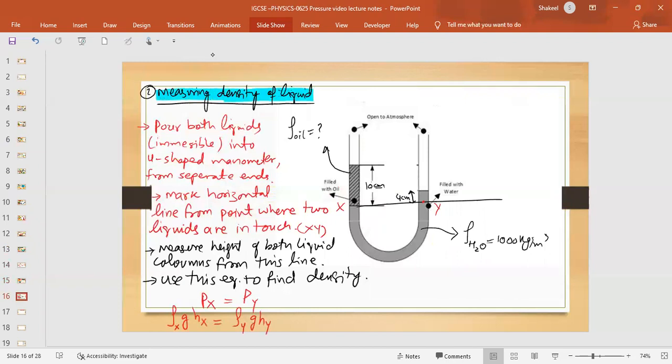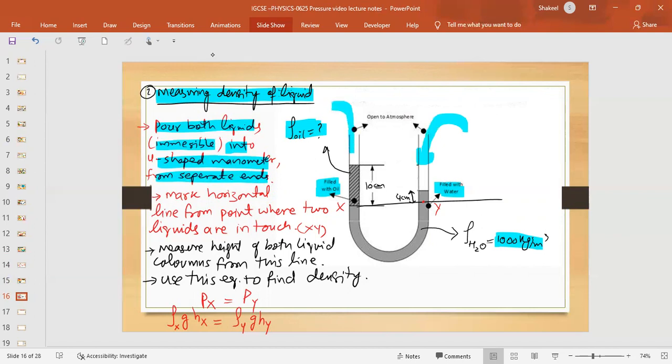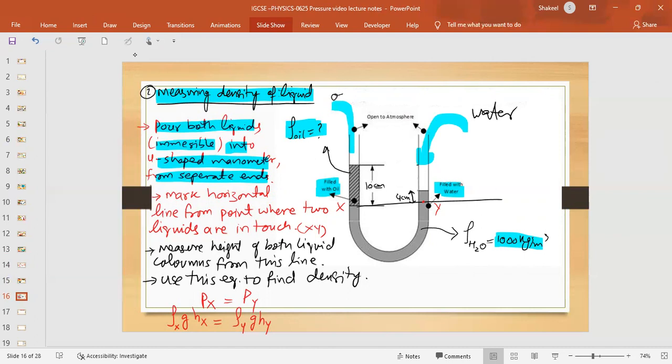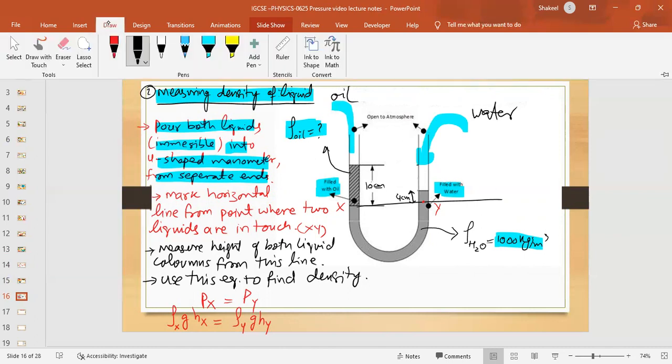The next one is measuring the density of a liquid. Again, it's a U-shaped tube. You have two liquids. One is water, whose density you know, which is 1000 kilogram per meter cube. The other one is oil, and you have to measure its density. You pour both liquids, which are immiscible, meaning they don't mix thoroughly, into the U-shaped manometer from separate ends, like water from this end and oil from this end.